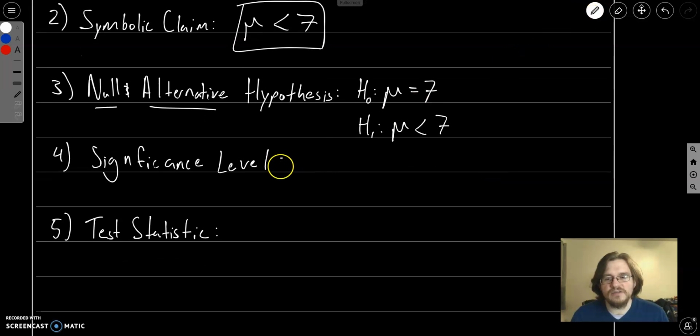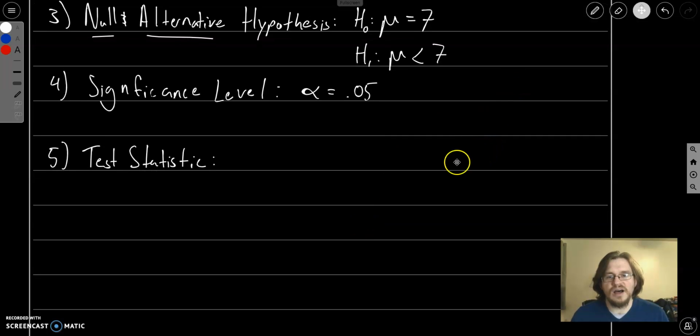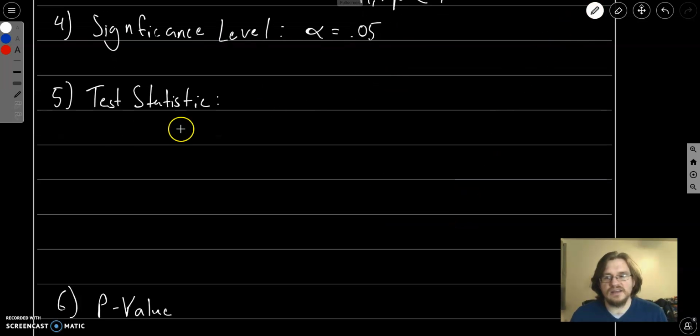The significance level we already said was going to be 0.05. So when we find our p-value, if p is less than this, we will reject the claim. If p is greater than this, we will not reject the claim. And now we need to find the test statistic.